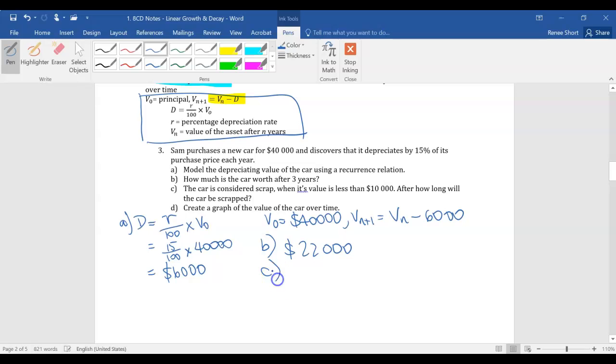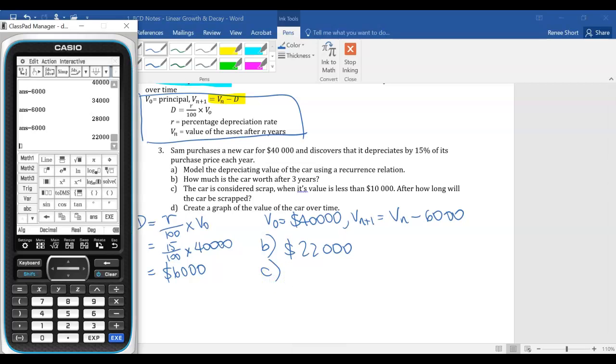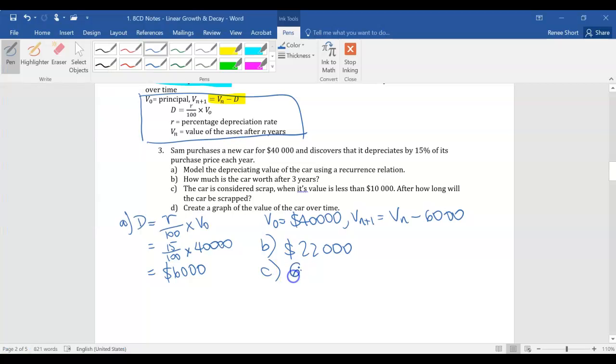Part C now, it says the car is considered scrap when its value is less than $10,000. How long will that take? So if we keep pressing enter now and keep counting, I'm pressing it now for the 4th time. The 5th time it's at 10,000. Now this says when it's less than 10,000. So it's less than 10,000 after 6 years. Okay. So in this case now my answer is 6 years to be less than $10,000. So hasn't lasted long, that car.